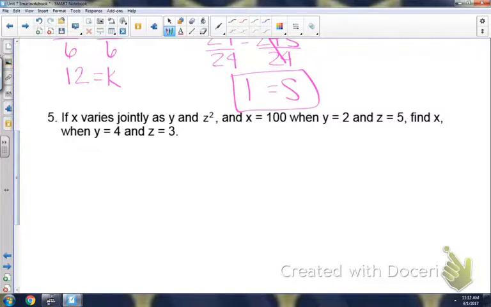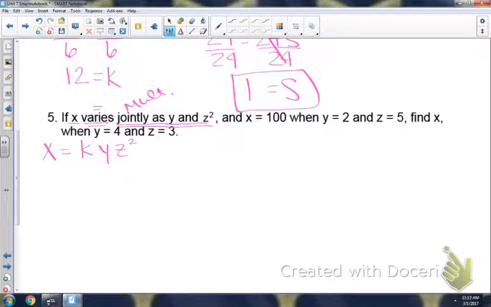Okay, so 5, it says if x varies jointly as y and z squared. So jointly we're going to be multiplying. So we should have x equals, you're always going to have a constant. That's the most common mistake I see, forgetting that constant, the k. Don't forget that. Jointly you're multiplying, so you're going to be multiplying the k times y and z squared. Notice it doesn't say inversely here, so we shouldn't have a fraction.